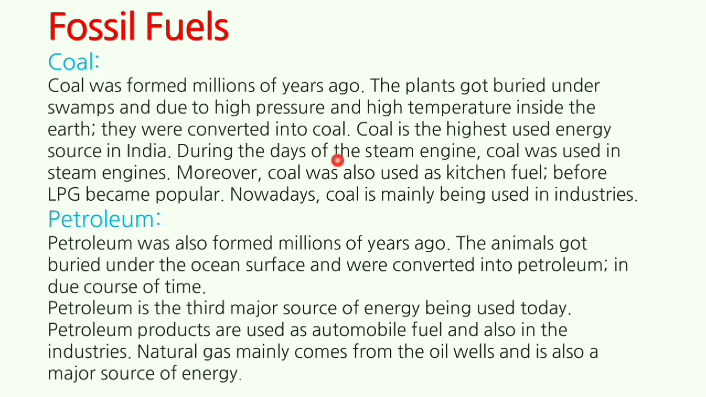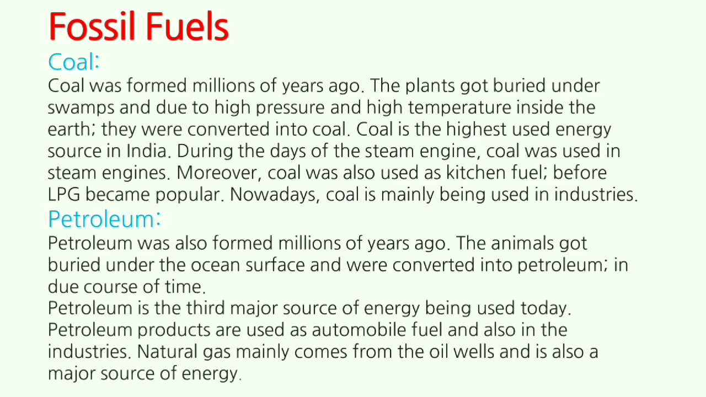During the days of the steam engine, coal was used in steam engines. Moreover, coal was also used as kitchen fuel before LPG was popular. Nowadays, coal is mainly being used in industries.